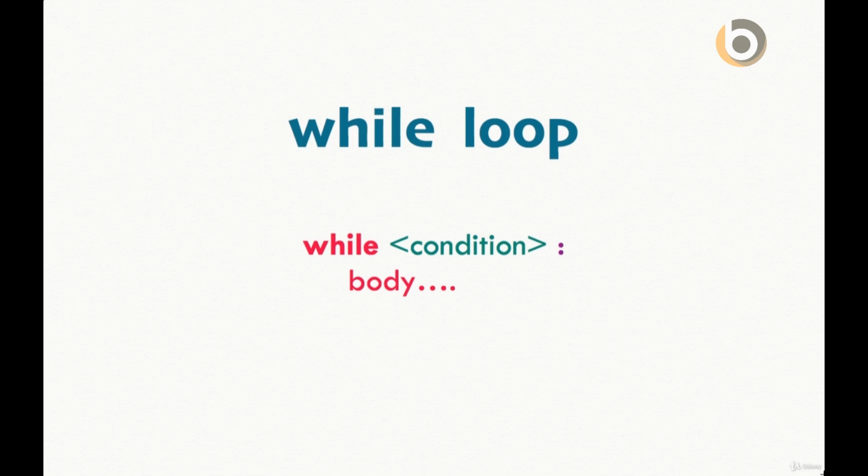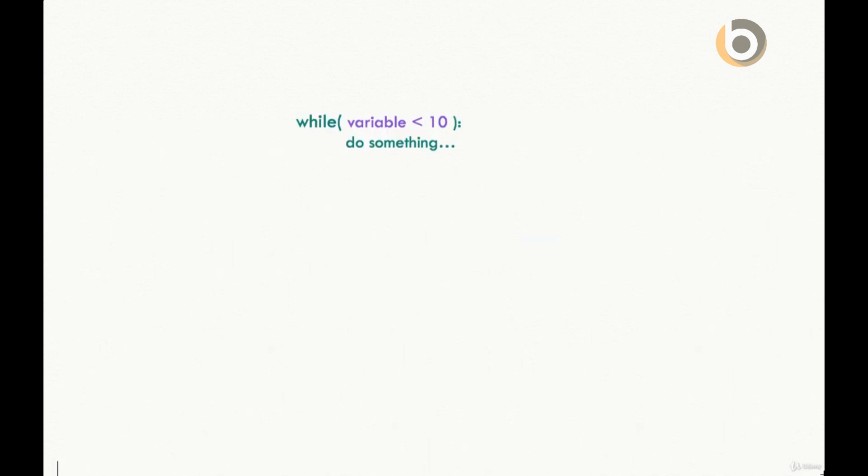The condition here can be anything. Here we have some examples to understand the nature of the condition. For example, we can have a condition that variable value is less than 10. It means that the while loop executes until the value of the variable is less than 10. And as soon as the value of the variable becomes 10 or greater than 10, it stops executing the loop.